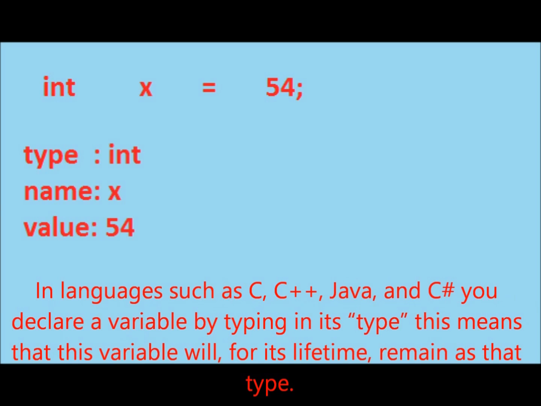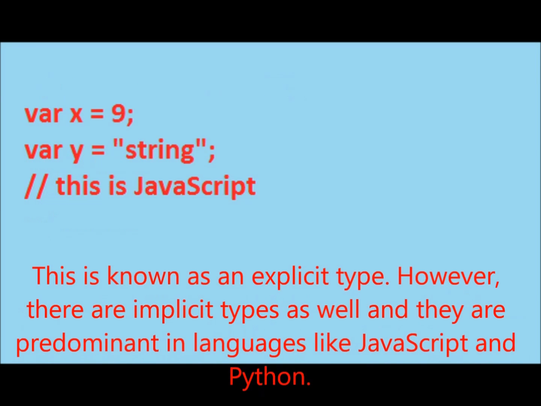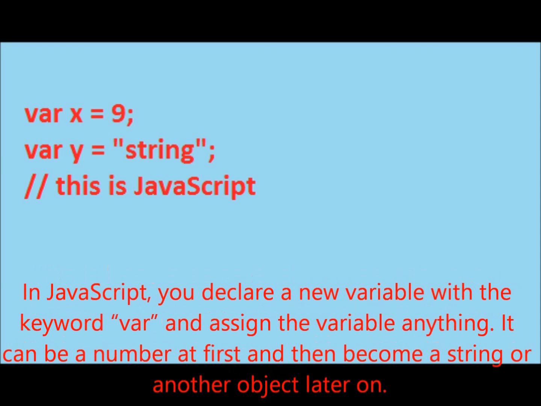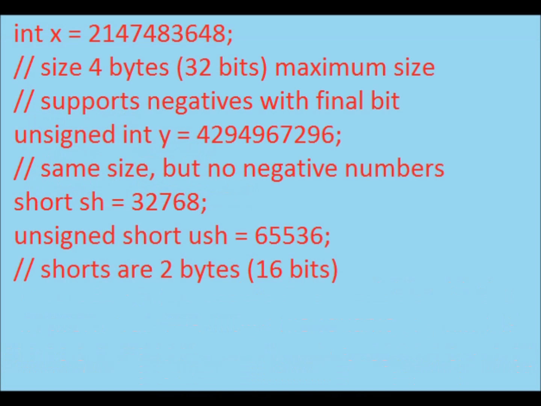In languages such as C, C++, Java, and C#, you declare a variable by typing in its type, and this means that this variable will, for its lifetime, remain as that type. This is known as an explicit type. However, there are implicit types as well, and they are predominant in languages like JavaScript and Python. In JavaScript, you declare a new variable with the keyword var and assign the variable anything. It could be a number at first and then become a string or another object later on.